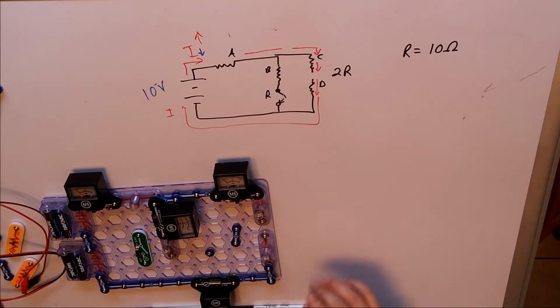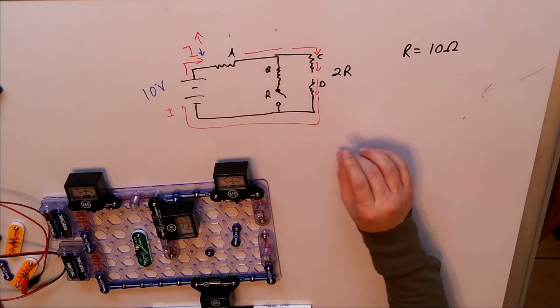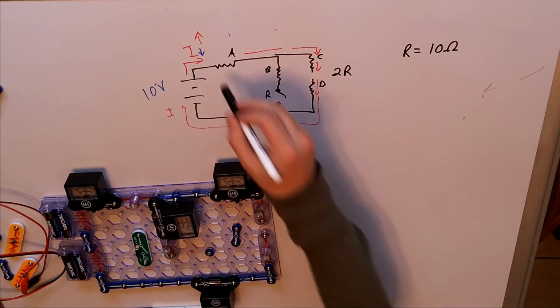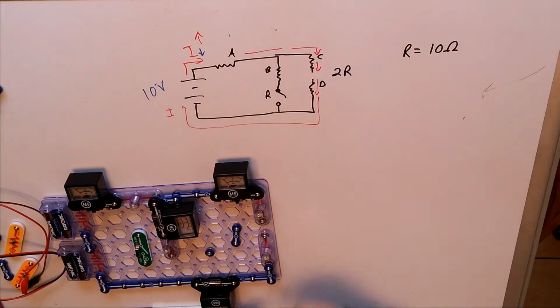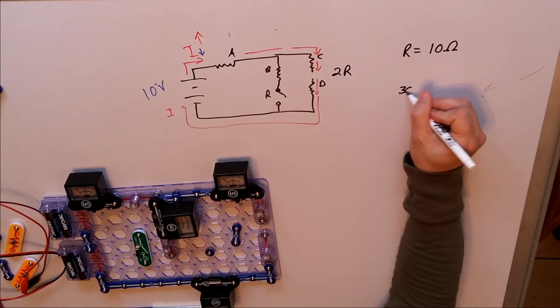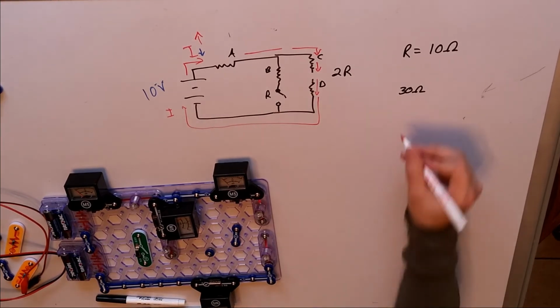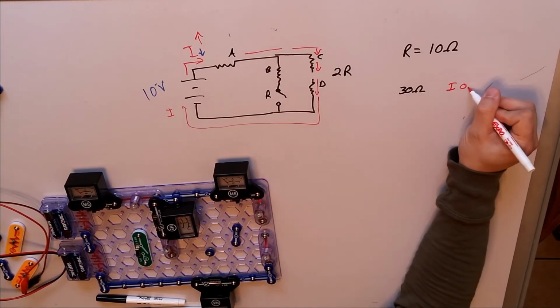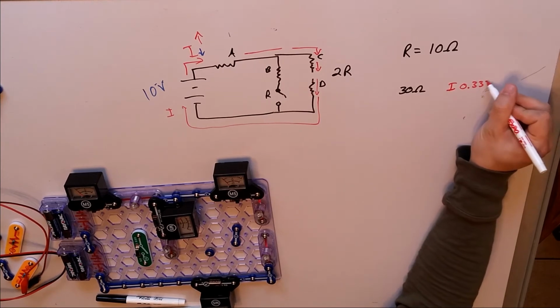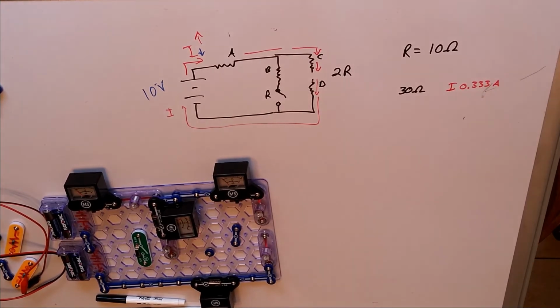Great. So at the beginning, when the switch is open, our total equivalent resistance for the circuit is 10 plus 10 plus 10 because they're all in series. So that'd be 30 ohms. We would have 10 volts divided by 30 ohms, so we would end up with a current of 0.333 amp, a third of an amp.